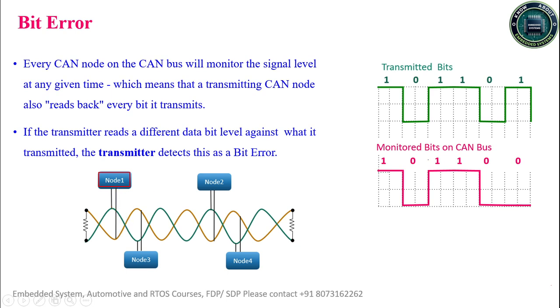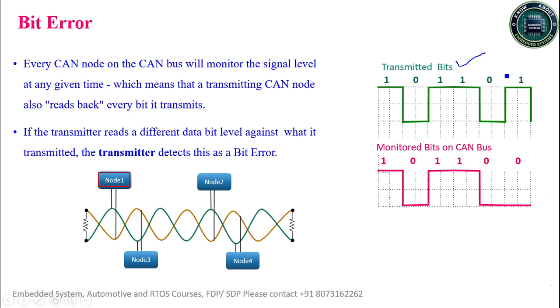Okay, now you can see here. I have transmitted bits here. The ECU is transmitting 101101 and it is monitored as 101100. So try to understand here. It is transmitting 101101 and it is monitored from the CAN bus as 101100. There is a difference of 1 bit here. This is called a bit error.